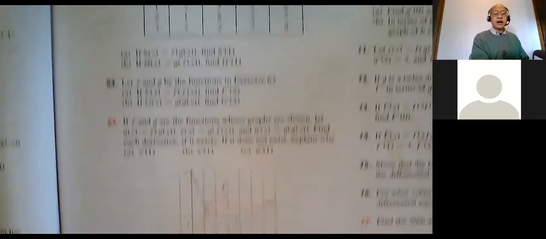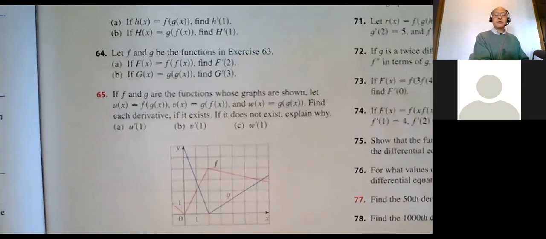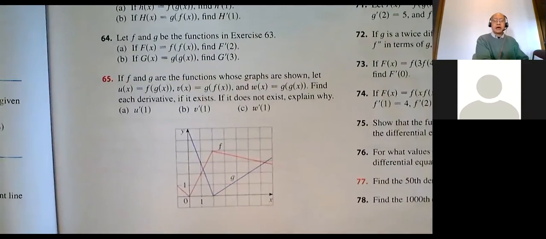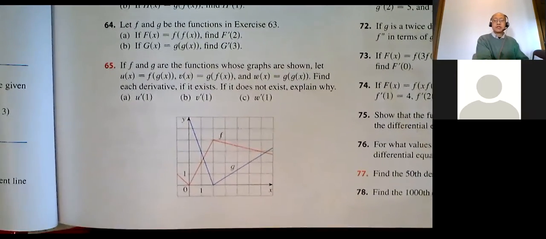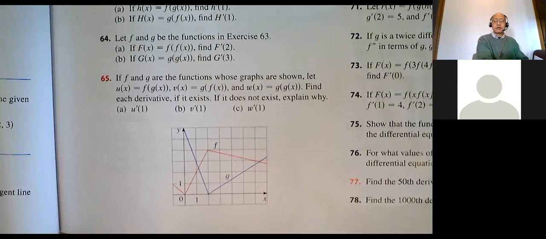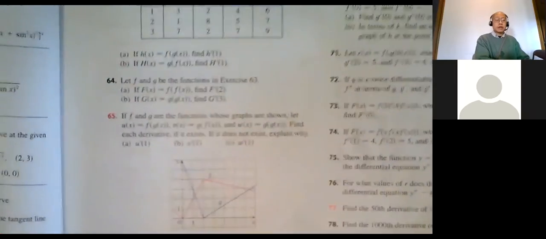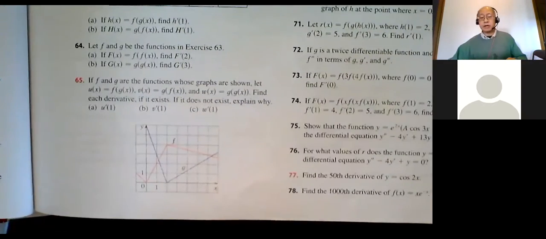Okay, 65 gives us this picture and definitions of u, v, and w. u is f of g of x, v is g of f of x, and w is g of x. They ask you to find each derivative if it exists, and if it does not exist, explain why. I'm going to have to put the book down so it'll be a little bit out of focus, and show you what's happening with my notes.